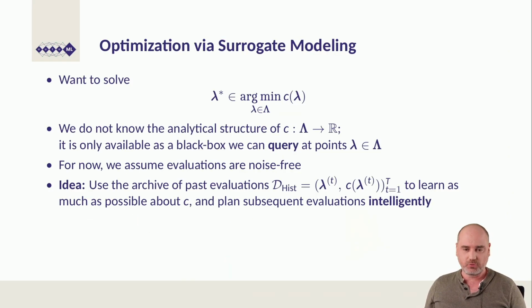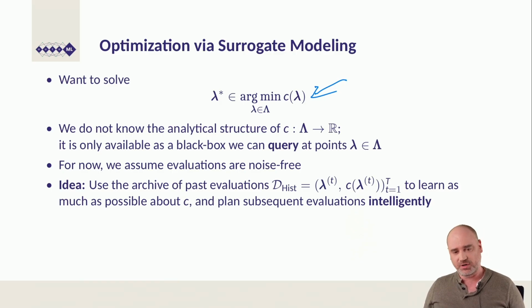So let's remind ourselves what we actually want to solve. We're given this black box here, this C of lambda, which is our cost function based on our configuration vector lambda. We don't know its analytical structure, so we basically have a computer program in front of us that we can run on a configuration vector lambda, and we can evaluate that. So it's a black box, usually an expensive black box that we can query at given configuration points lambda.